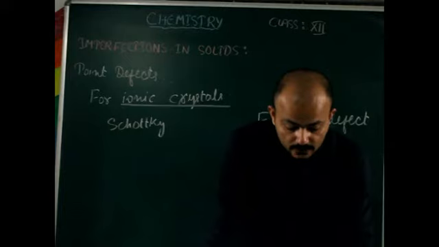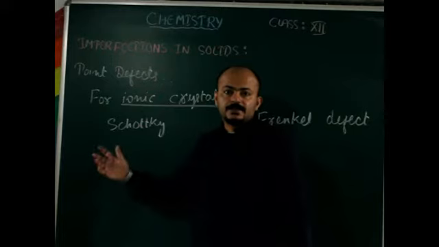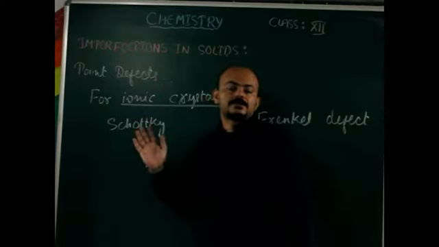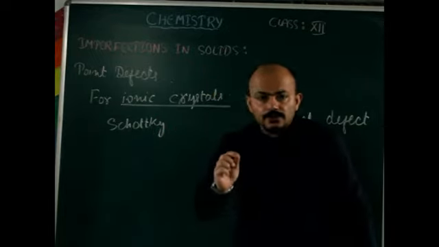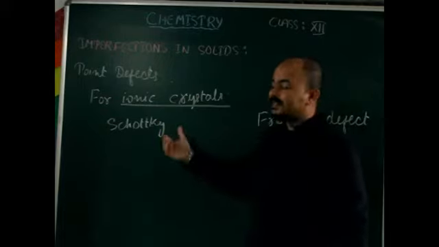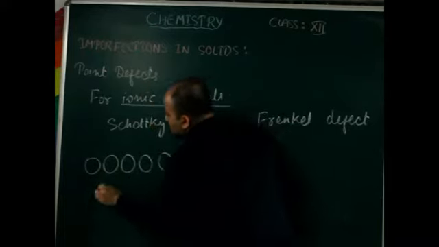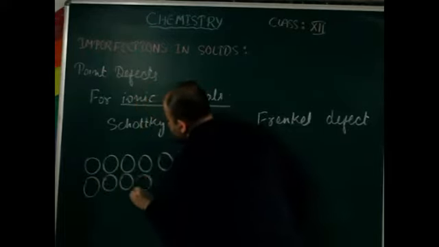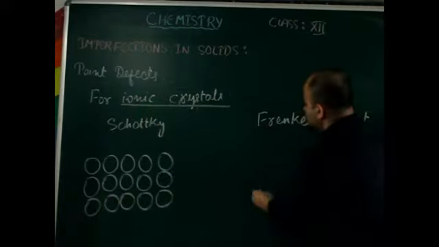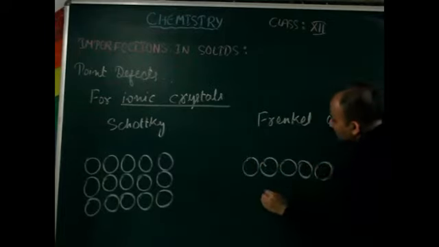Now, in case of Schottky defect, what happens is the same number of cations. Now here we have shifted from constituent particles to what? Cation and anion, positively charged and negatively charged. Why? Because these two types of defects are shown by ionic crystals. Suppose you have this regular pattern again for a crystal system. Now, in case of Schottky defect and in Frenkel defect, what happens? We are going to discuss that.